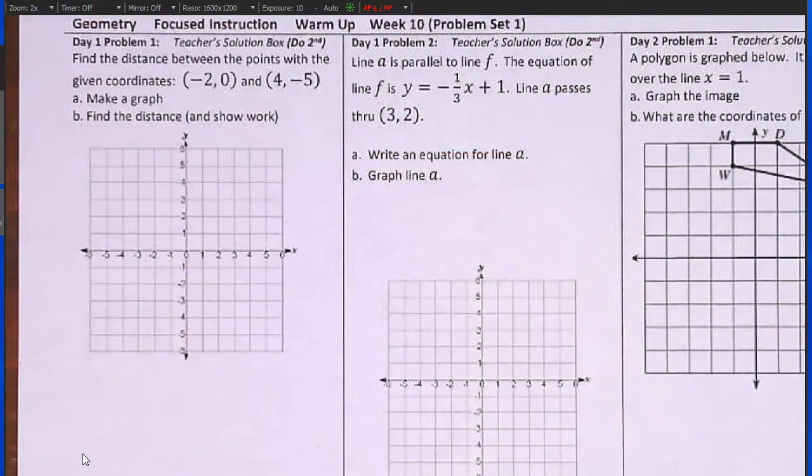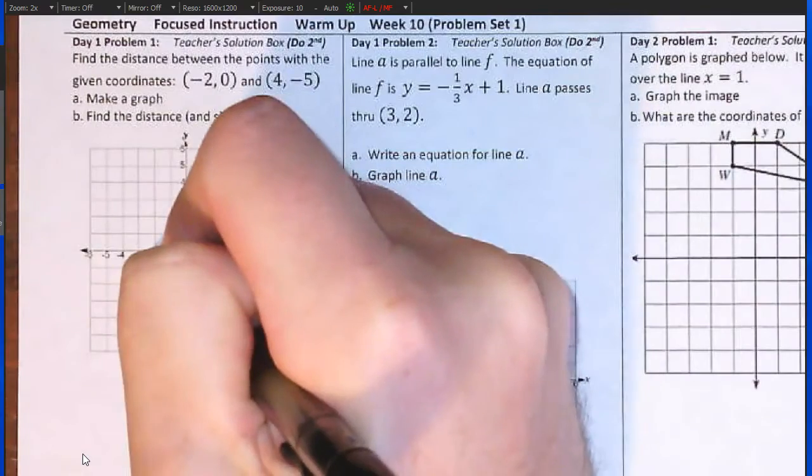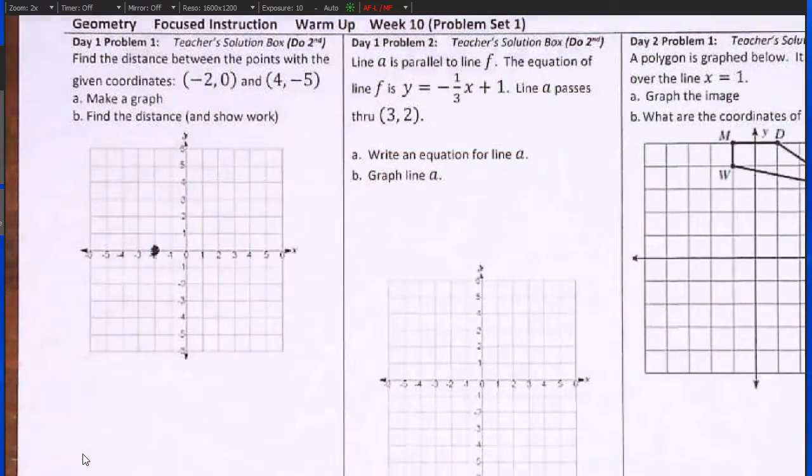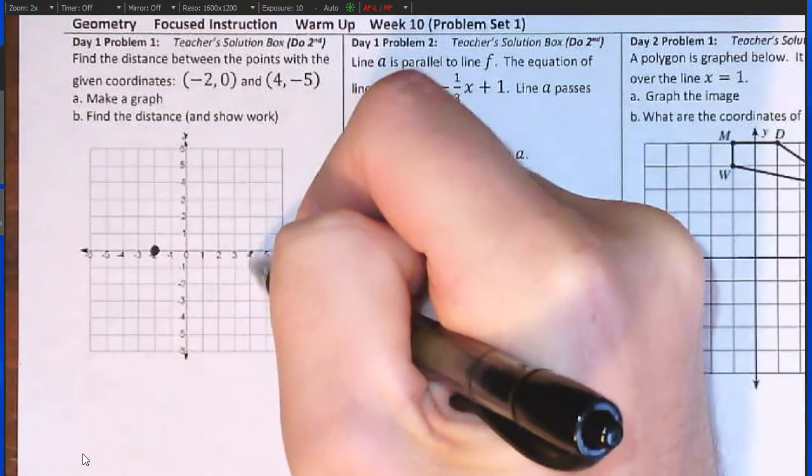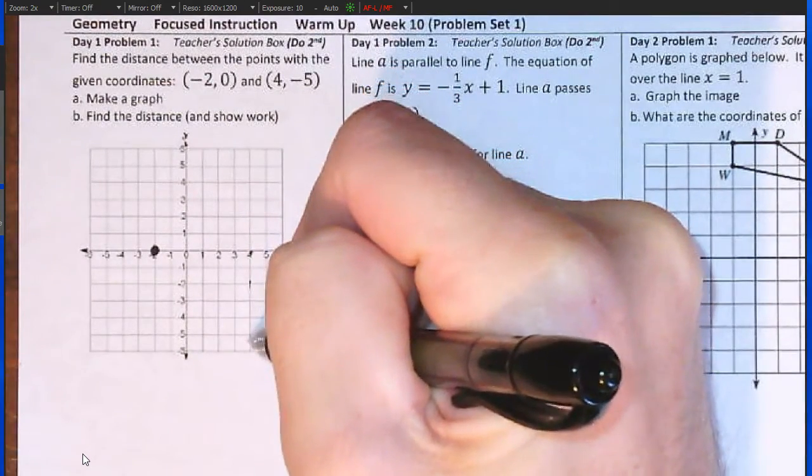Here's the answer for day 1, problem 1. Find the distance between the points with the given coordinates. Graph them and then find the distance. We have negative 2, 0, which is 2 units to the left of the origin, located there, and 4, negative 5. That's 4 units to the right and then 5 units down from the origin.